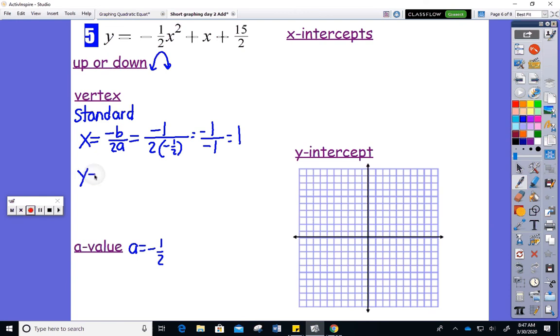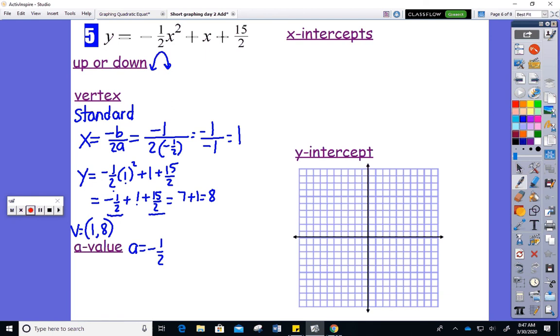They're not all that bad. So I've got an x, I need a y. So I'm plugging my x's in. And this is going to work out okay too, guys, because 1 squared is 1, times the negative 1/2 is negative 1/2, plus 1 plus 15 halves. Look, 15 halves minus 1/2 is 14 halves, and 14 halves is 7. Plus that 1 gives you 8. And you could also plug that in on your calculator and check it out if you wanted to. But that tells me my vertex is at 1, 8.